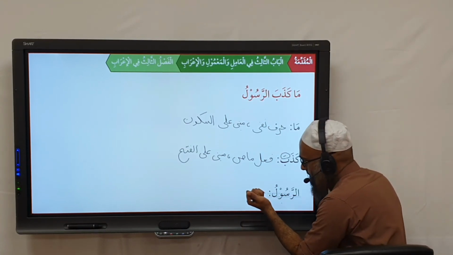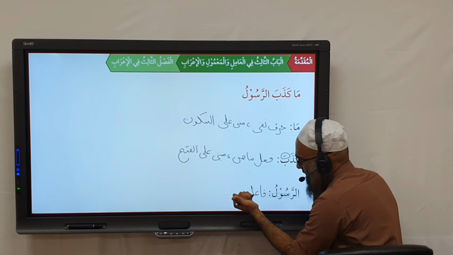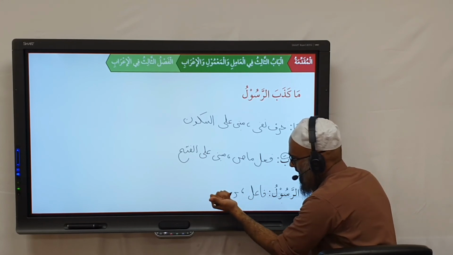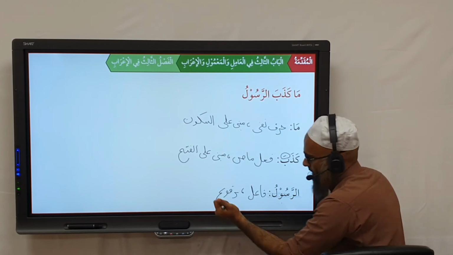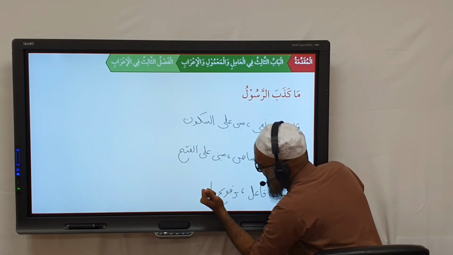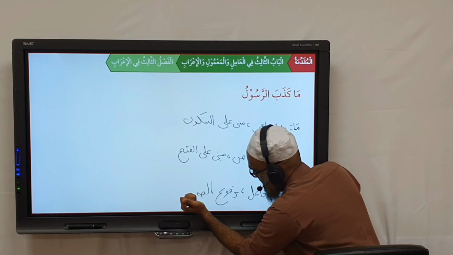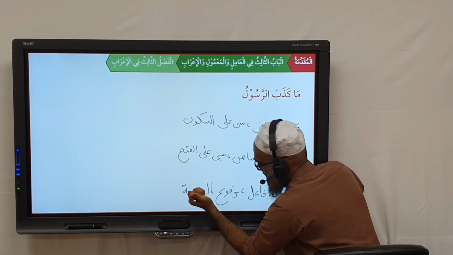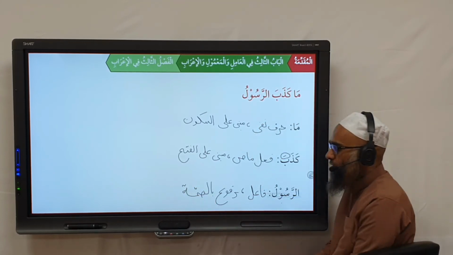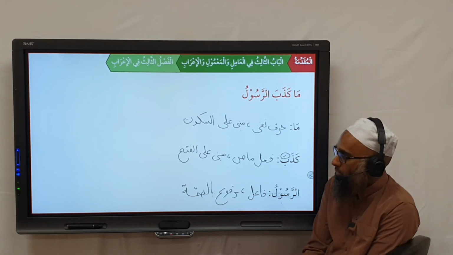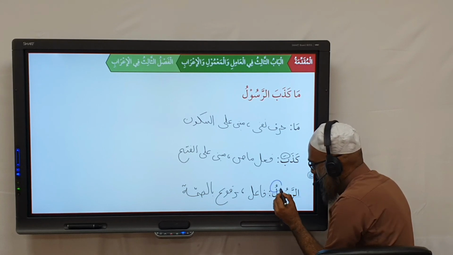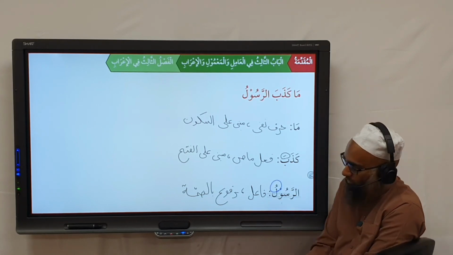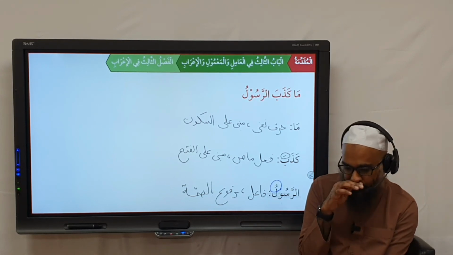What's rasul become? What's the state of the fa'il? Marfu'. And is it mahallan or can you see it? So you say marfu'un bid. What's the sign? It's marfu' with a dhamma. You can see here the dhamma at the end. So that shows that it's marfu'. So you say fa'ilun marfu'un bid dhammati.